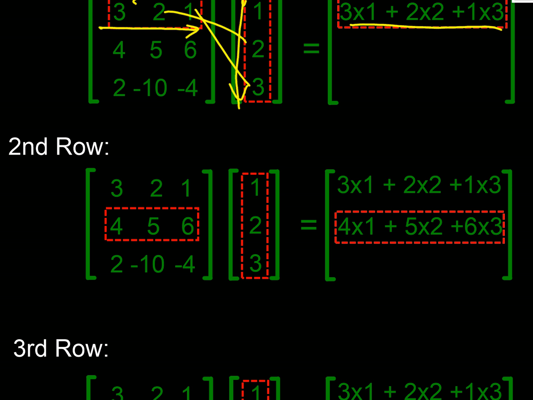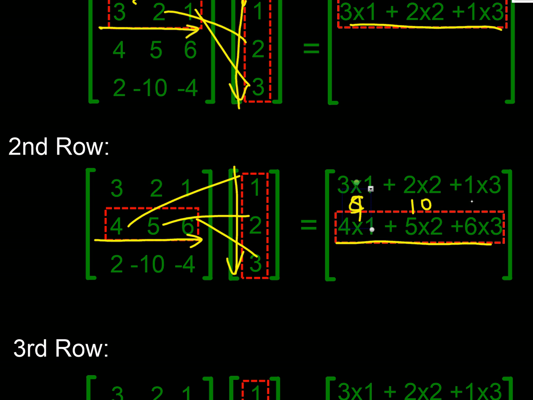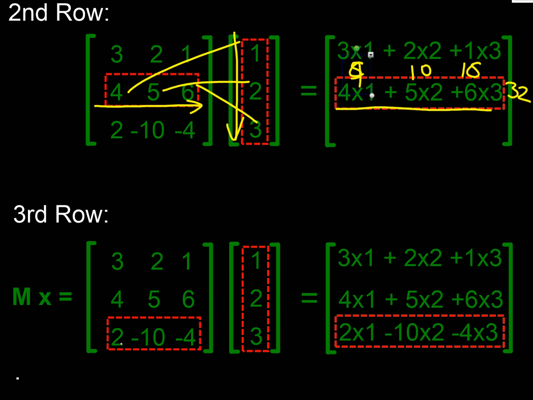If I want to do the second row, I do the same thing: I take the second row on the left, I take the column on the right, and I multiply those values together. 4 times 1, 5 times 2, 6 times 3, there we go. And then I'm going to add them up, aren't I? So I've got a 4, a 10, and an 18. So what have I got here? That's 32, isn't it?